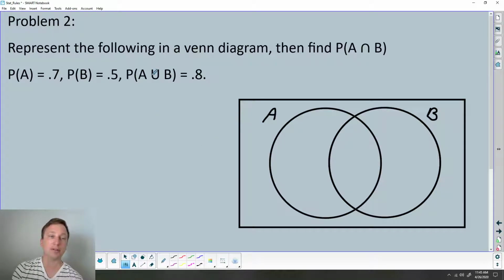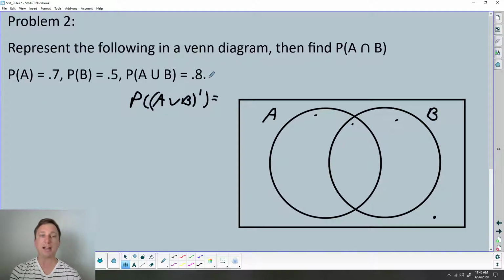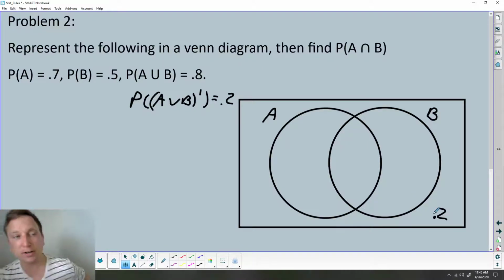So we know the probability of A or B is 0.8. What that tells me is A or B is this region, the overlap, and B by itself. If this is 0.8, the probability of A union B, the probability of A union B complement is 1 minus 0.8, which is 0.2. So I know this is 0.2 here. And from here, we actually didn't really need that, but it's just good to start with it. We'll need it ultimately just to have this Venn diagram complete.